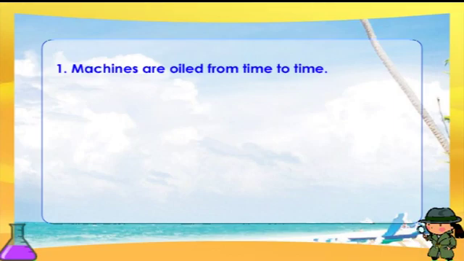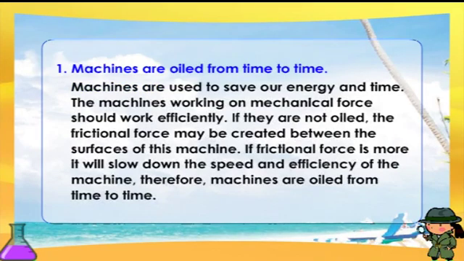Machines are oiled from time to time. Machines are used to save our energy and time. The machines working on mechanical force should work efficiently. If they are not oiled, frictional force may be created between the surfaces of these machines. If frictional force is more, it will slow down the speed and the efficiency of the machine. Therefore, machines are oiled from time to time.